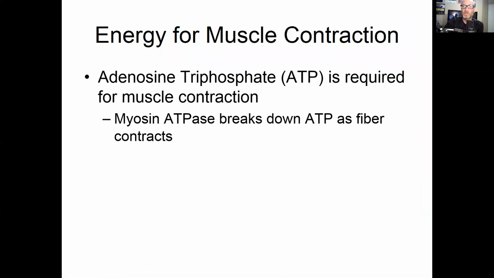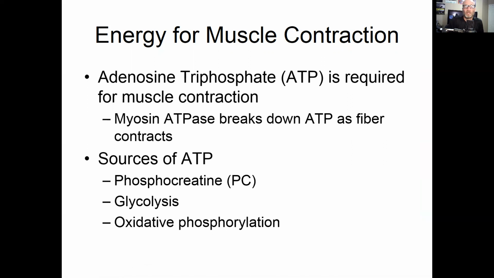All right, so the energy for muscle contraction we talk about being adenosine triphosphate. And we say it's required for muscle contraction, but really the adenosine triphosphate is to re-energize, to put the myosin head in a high energy state. Myosin ATPase is what breaks down ATP as the muscle fiber contracts. Sources of ATP: phosphocreatine, glycolysis, oxidative phosphorylation. These are our energy pathways, and we'll talk about each of these as we go along. But these energy pathways are all used to describe generation of ATP, which is then used in that cyclical model of muscle contraction to re-energize and put the myosin head in a high energy state, so that once it does bind with the thin filament, it pulls it towards the center of the sarcomere.